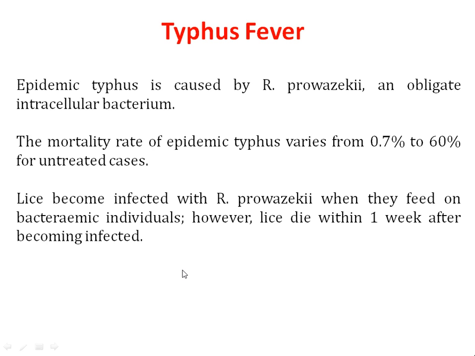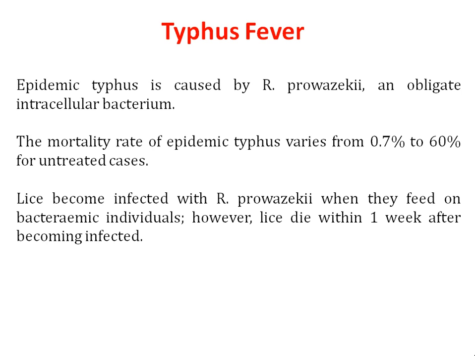This epidemic typhus is caused by Rickettsia prowazekii. Here the disease-causing agent is Rickettsia prowazekii, whereas in the relapsing fever it is Borrelia recurrentis. In epidemic typhus it is caused by the bacterium Rickettsia prowazekii, an obligate intracellular bacterium. It is not an ectoparasite, it is an endoparasite. It is present inside the cells.